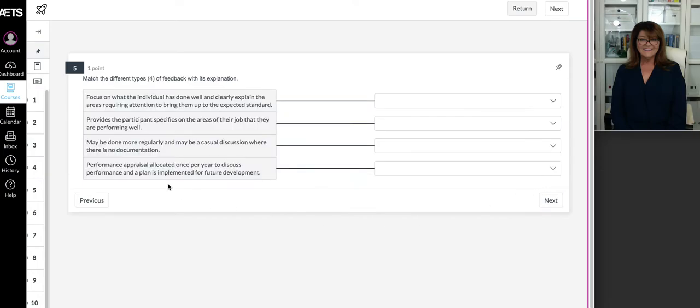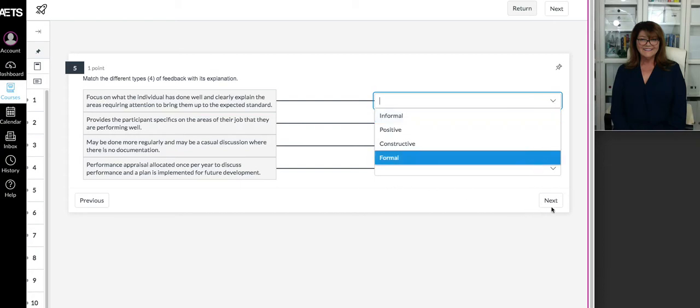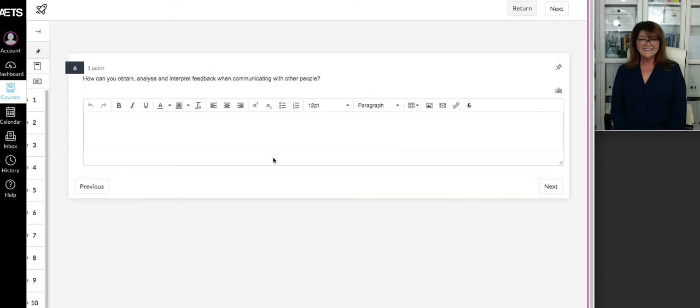Number 5, you're asked to use the drop-down box again. In this instance, you're matching the 4 different types of feedback with their explanation. So, for example, if we're looking at the first one, focus on what the individual has done well and clearly explain the areas requiring attention. Would that be informal, positive, constructive, or formal? Okay. A lot of this stuff is quite intuitive, so that's fine. If you're struggling at all, please just check some of the earlier readings.